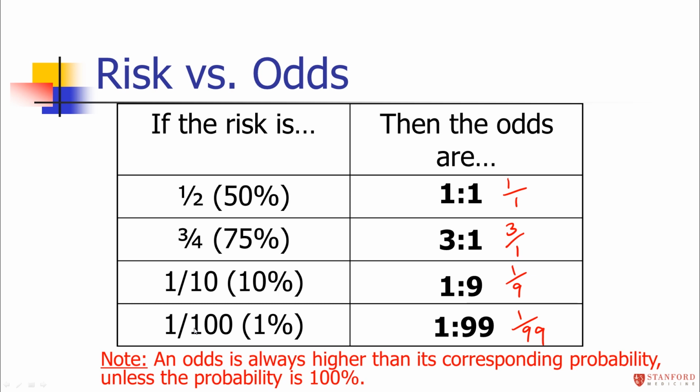But if you're talking about small risks, so like 1 out of 100, 1 out of 10, the odds and the risk are very close in magnitude. 1 out of 100 isn't that different from 1 out of 99. So if you're talking about rare events, the odds and the risks are similar. However, if you're talking about common events, like when the risk is 50% or 75%, then the odds and the risk look very different. So keep that in mind, because that's going to be true of the odds ratio. When you have a common event, the odds ratio and the risk ratio are going to diverge. When you have a very rare event, however, the risk ratio and the odds ratio are going to look a lot alike.